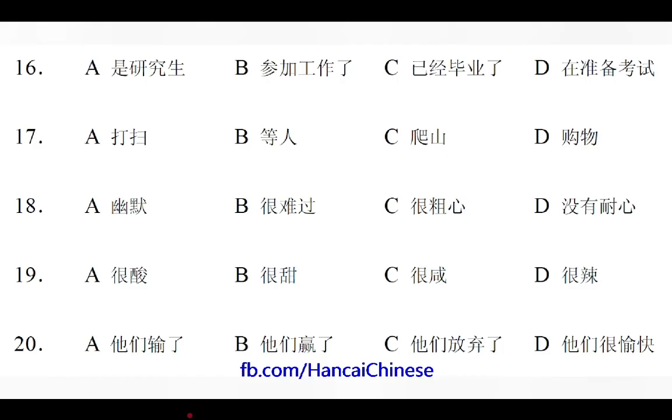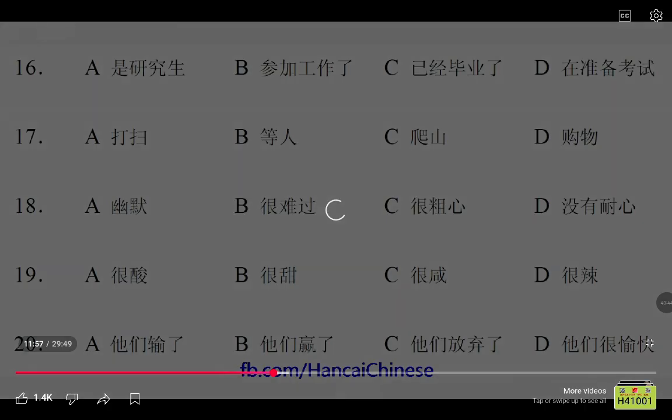Okay, now read the options for 19. Suan means sour, Tian means sweet, Xian means salty, and La means spicy. We have to listen for this word in the audio.